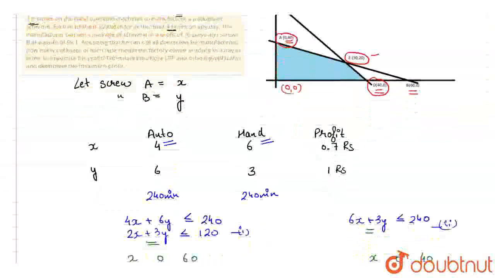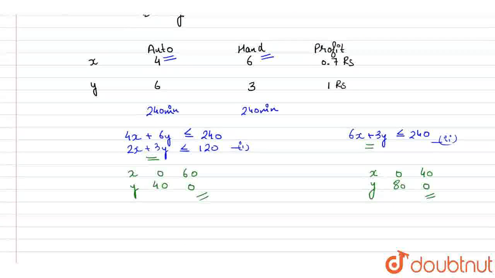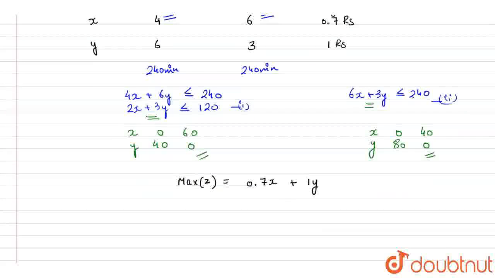So to find out the maximum profit, we have the equation max z is equal to 0.7x plus 1 into y. So we'll put the value of x and y respectively. So the first value of x and y will be (0, 40). Taking (0, 40) in consideration, we'll get the value of z as 40 rupees.